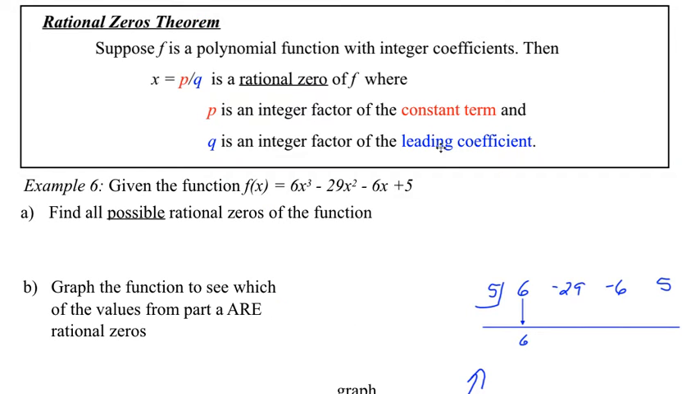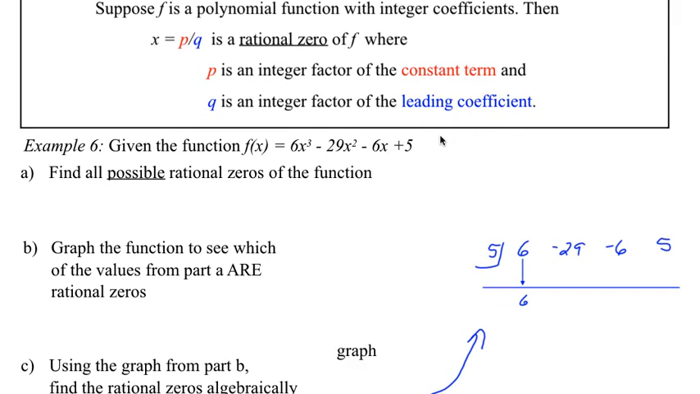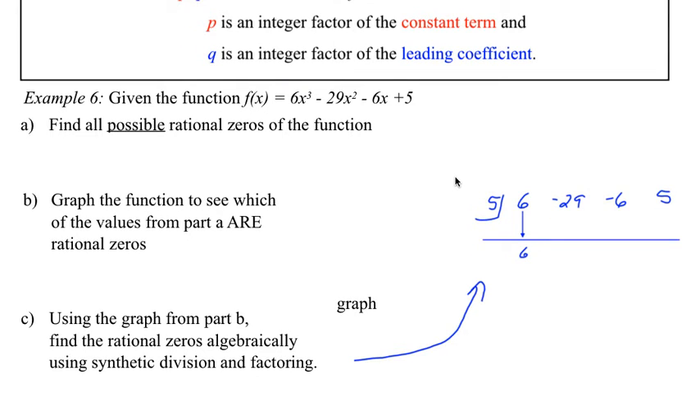The rational zeros theorem says if you have a polynomial function with integer coefficients, then we can find all the possible rational zeros by looking only at the constant term and the leading coefficient. Now remember, these are not all solutions or zeros, but they're just the possibilities. So it will help you eliminate what the possibilities are.